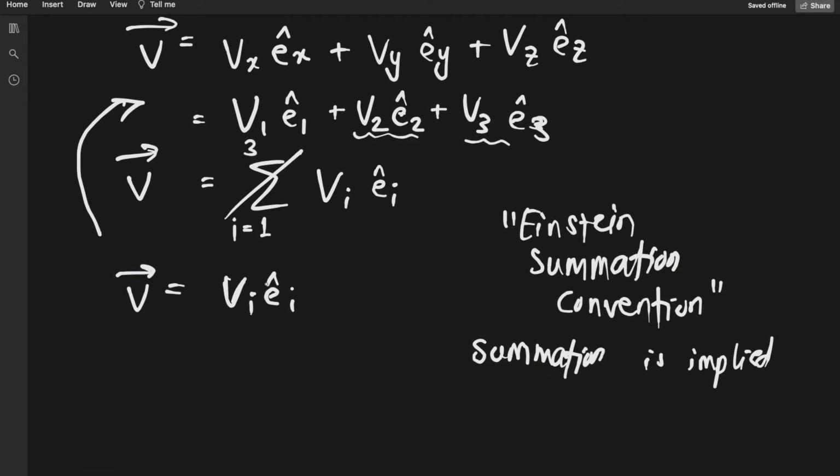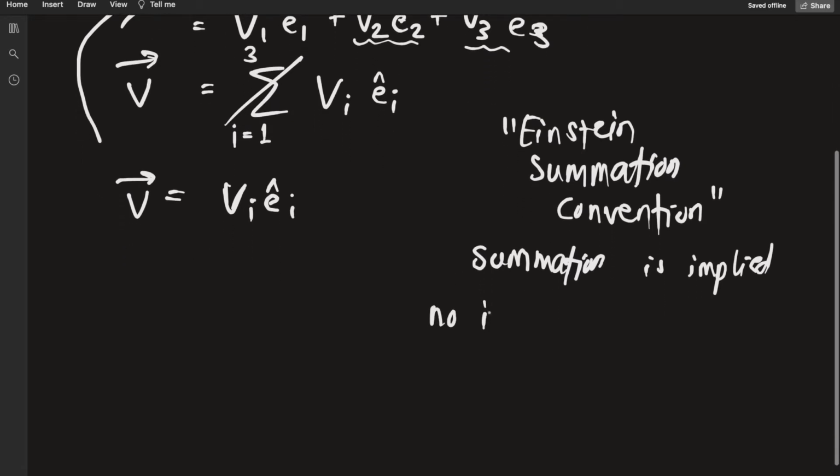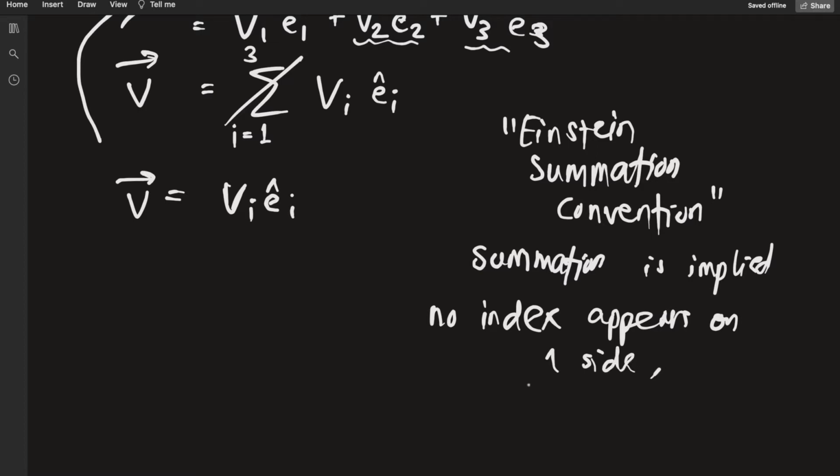And you basically check for indices if they're like indices here and no indices on the left hand side, which means there should be a summation implied. So if no index appears on one side, then summation is implied. Think about it that way.